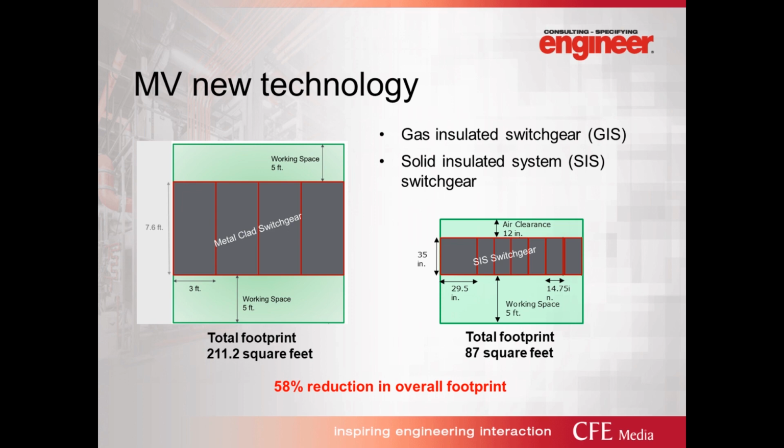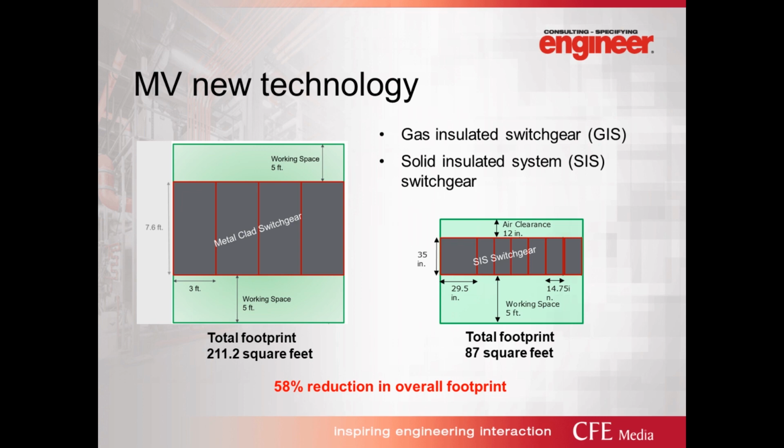We'll also see a lot of newer technologies. I know in the video that was here, they talked about gas insulated switchgear. That's one type that's coming up in medium voltage. We do tend to use that for higher voltages, not necessarily the 35 kV, but it is available. And then the other one is solidly insulated systems, or the SIS switchgear.